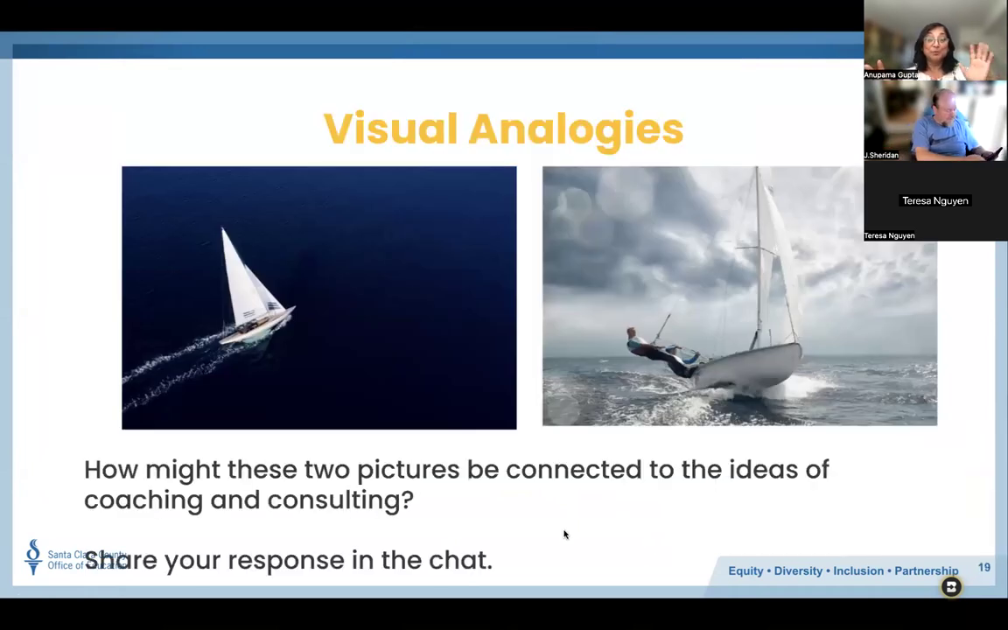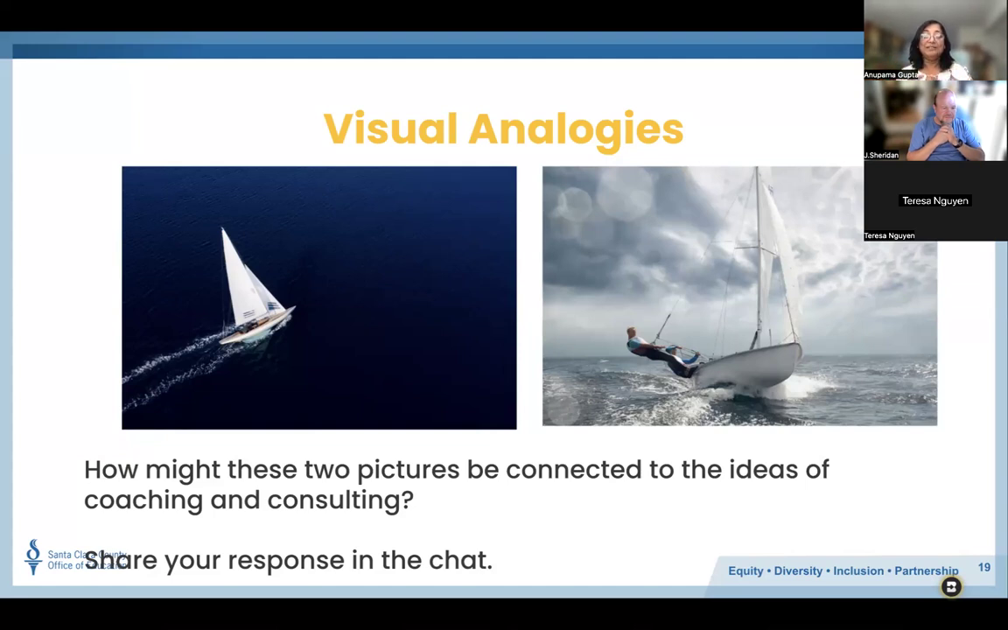Okay, so here's the fun one. I really like these two different definitions of coaching and consultancy. I did not realize that I was doing both when I was coaching, not realizing that there were two different roles that I was playing. And there's a fine line which differentiates both of them. So here are two images, which are an analogy of coaching and consulting.